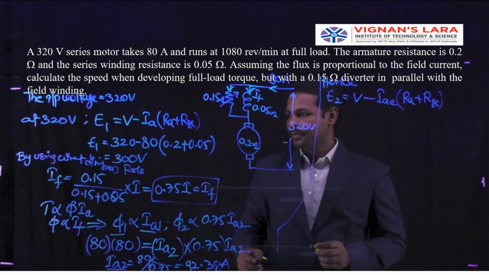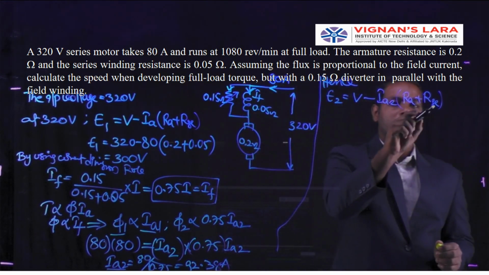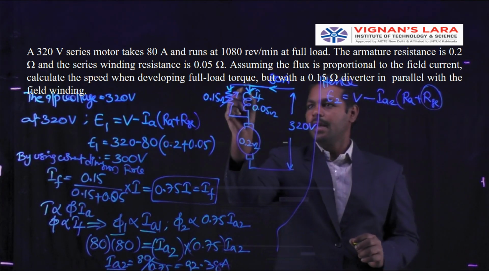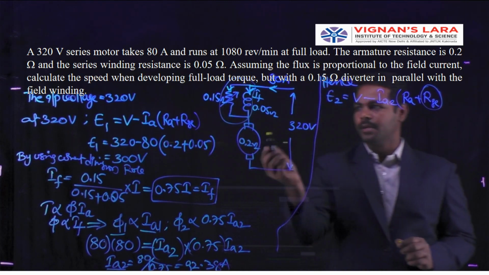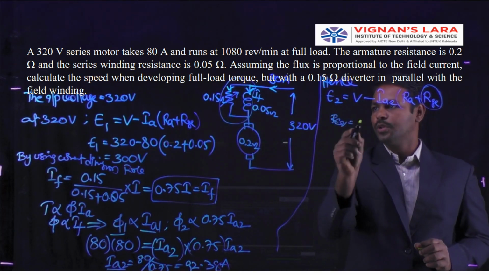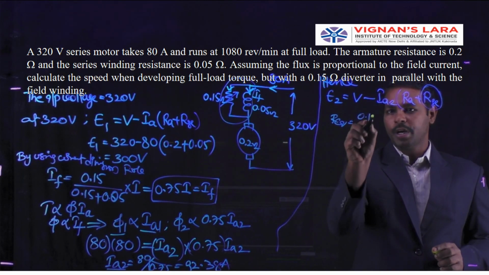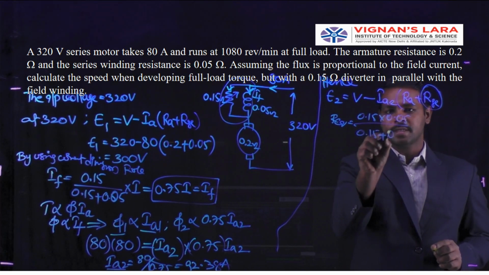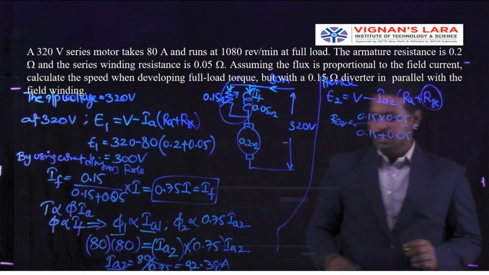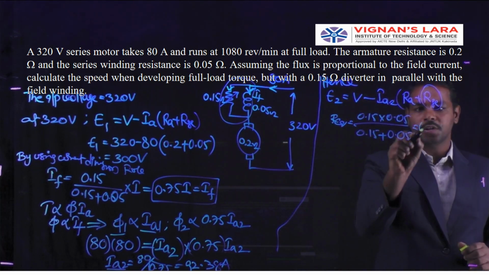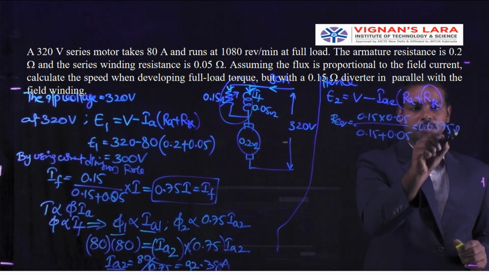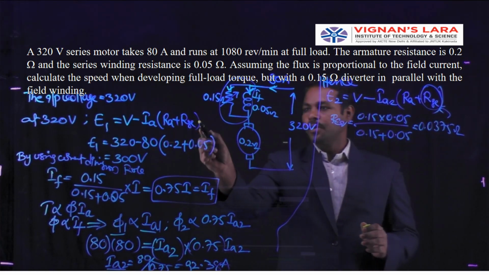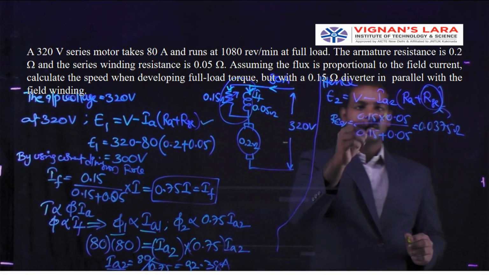But in this, the field diverter and the total resistance are to be considered. So the parallel combination of these two resistances is to be calculated. So R equivalent is equal to 0.15 into 0.05 divided by 0.15 plus 0.05, which is equal to 0.0375 ohms. This is to be considered in this condition, because previously we considered only the case without a diverter, but in this case the diverter is present.